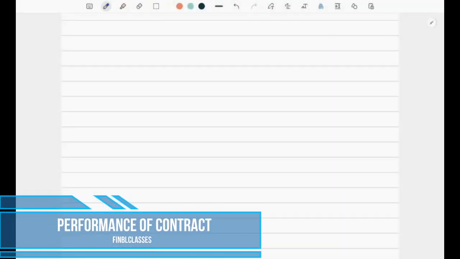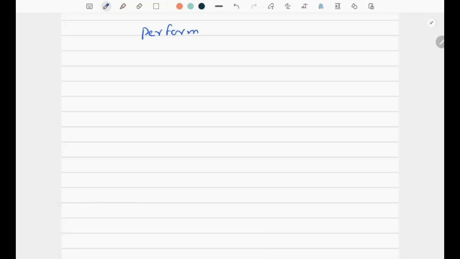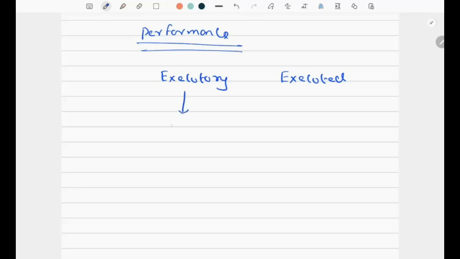Then coming to your third classification of contract, on the basis of performance. When we talk about the classification of contract based on performance, it could be the executory contract or it could be the executed contract. When we talk about the executory contract, parties still have to perform the contract. If I say it is executed, both parties have performed.